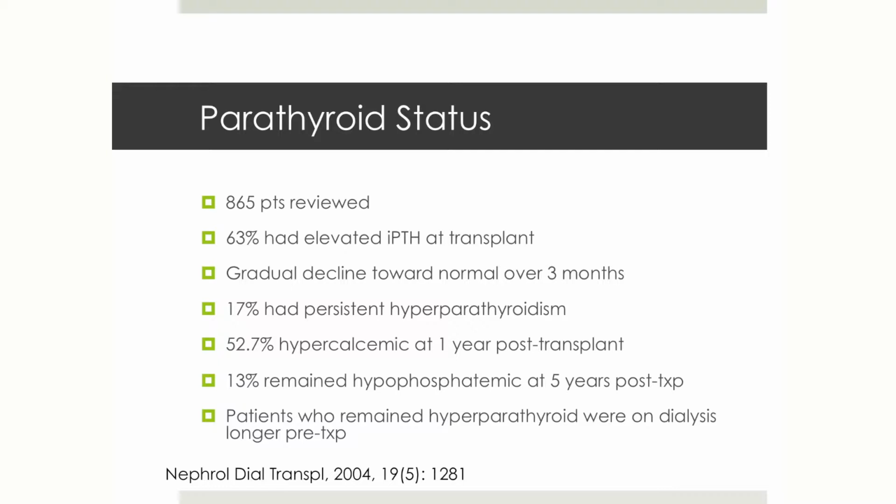So in one study that looked at what happens to parathyroid status post-transplant, 865 patients were followed. 63% had an elevated parathyroid hormone at transplant, and there was a gradual decline toward normal over 3 months. 17% of them, however, had a persistent hyperparathyroidism, and 52.7% were hypercalcemic at 1 year post-transplant. 13% remained hypophosphatemic at 5 years post-transplant. And we are very interested in that area, and my hypothesis is that this was not due to their parathyroid hormone issues, but I'll talk about that in a couple of minutes.